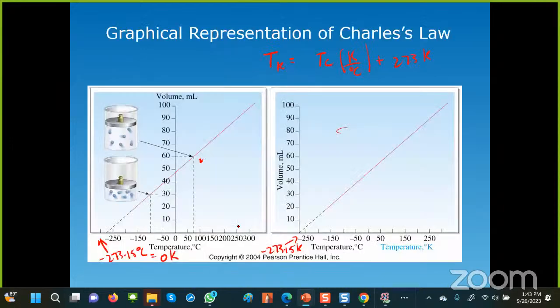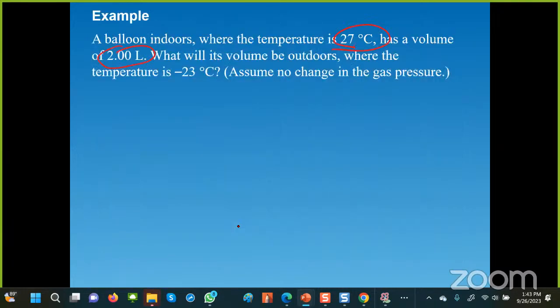So this is the equation that we're going to use in the example I just showed you. Let me scroll back to that example. They gave you the initial temperature, so this will be T1. They gave you the initial volume, which is V1. And they gave you the final temperature, and that's T2, right? And the question is asking for V2. Remember, V1 over T1 is equal to V2 over T2. So if you want to get V2 by itself, that would be V1 over T1 times T2.